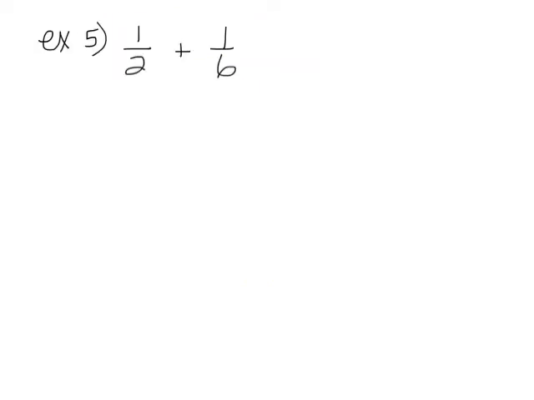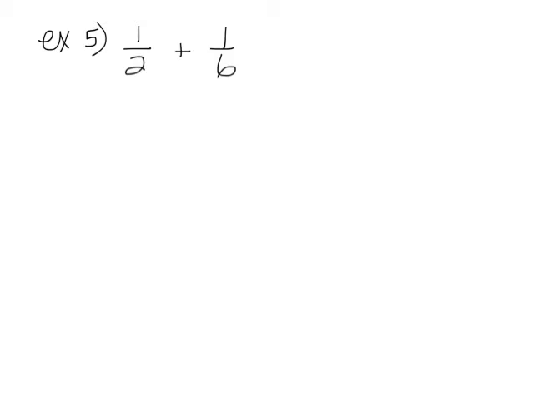For this example, I see that I have 1/2 plus 1/6. And I can already tell that I don't have like denominators. So I need to make them have the same denominators. And if you remember from chapter 4, we practiced making the same denominators. So what is the least common multiple that 2 and 6 have in common? And it's going to be 6.